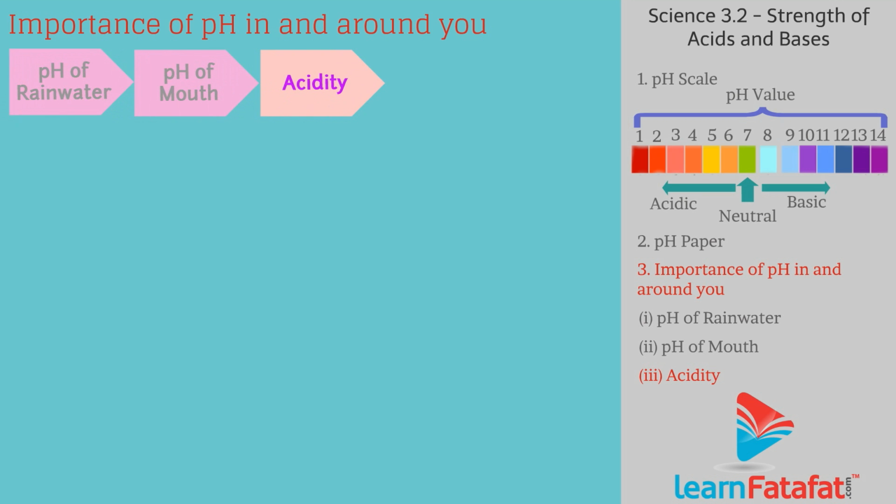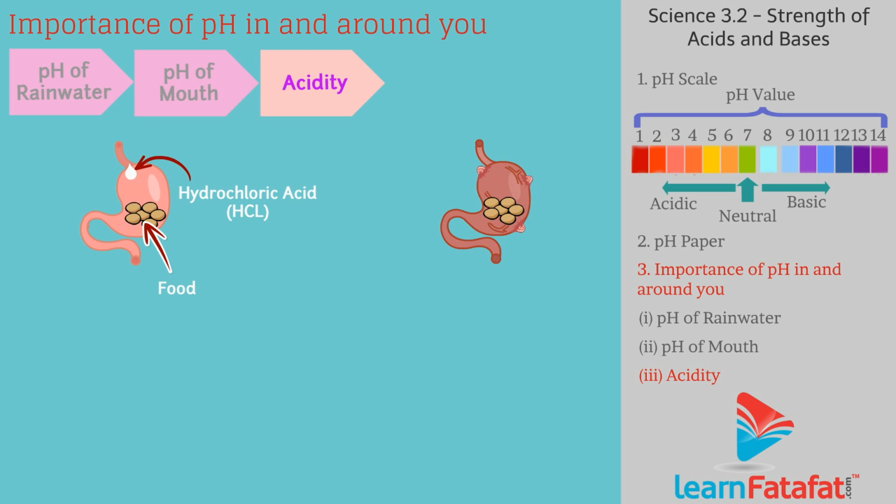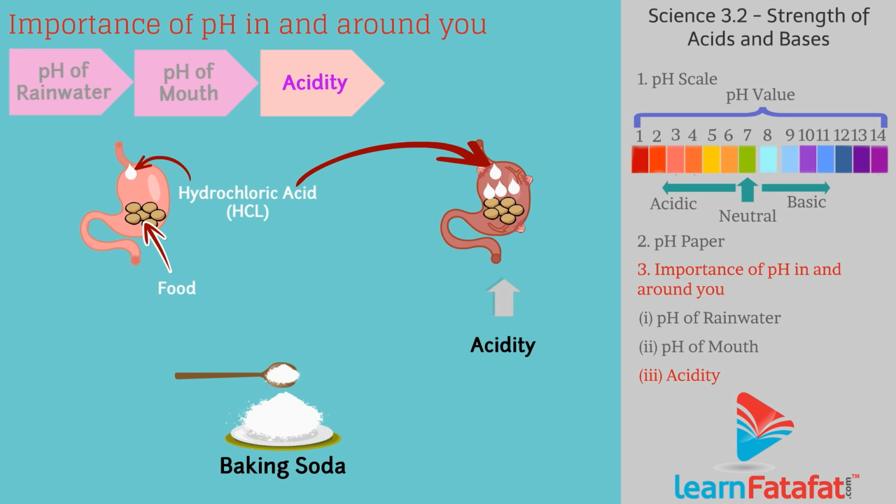Acidity. Hydrochloric acid is released in the stomach to digest the food. If the hydrochloric acid is produced in excess, then irritation in the stomach is observed. Such condition is called acidity. Acidity can be controlled by using antacids such as baking soda.